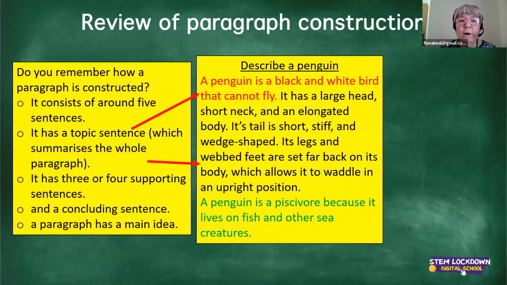Then there's three or four other sentences, maybe even more, which are supporting sentences. And they also talk about the description of a penguin. Then there's a concluding sentence to bring the paragraph to an end. And the main idea is the same as the topic sentence. It's about describing the penguin. I hope you all get that. You all get that? Good.